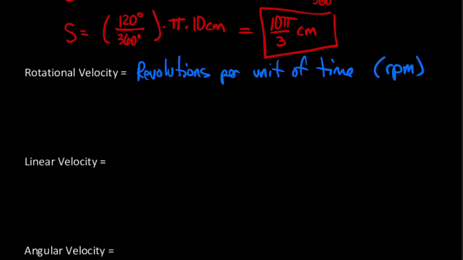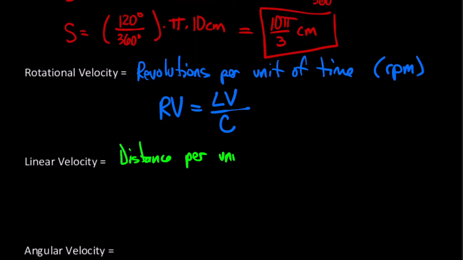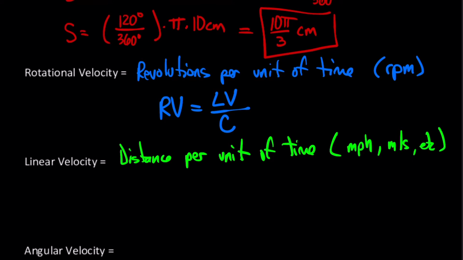There's a formula for this that we need to know. It's actually the same formula for both rotational and linear. It's just solved for a different variable. Rotational velocity is equal to linear velocity divided by the circumference. Okay, let's review linear velocity. That is simply distance per unit of time. Some common units here, miles per hour, you're probably familiar with, meters per second, feet per second, etc. There's so many of those.